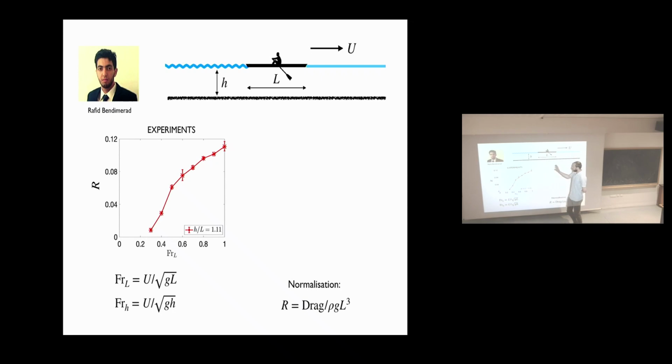I'm going to show you the drag curves here, but they're slightly different to the drag curves I was showing you before. First of all, they're normalized differently. Instead of normalizing by inertia, I'm now normalizing by rho g L cubed, which you can think of as sort of the mass of the boat.